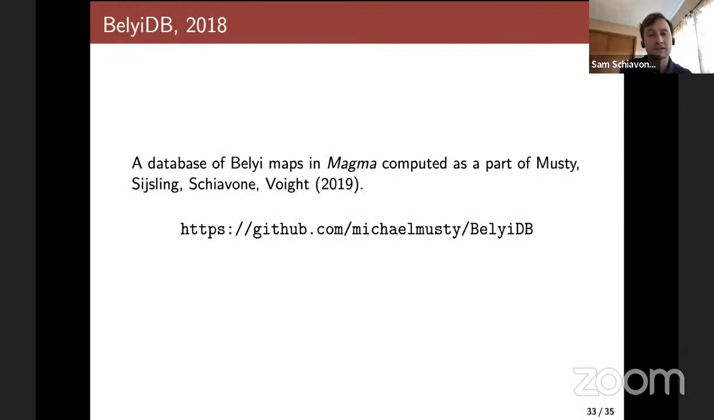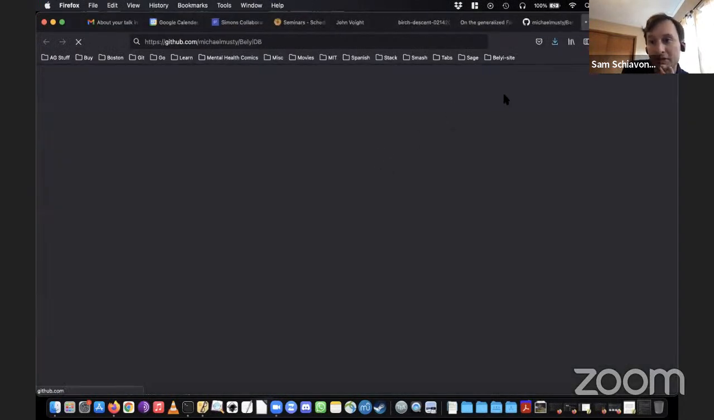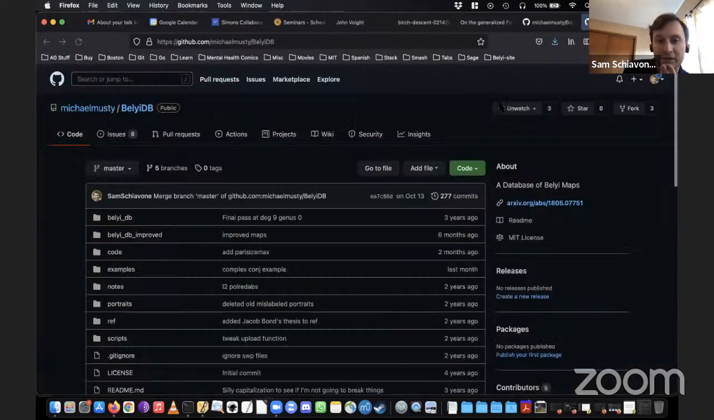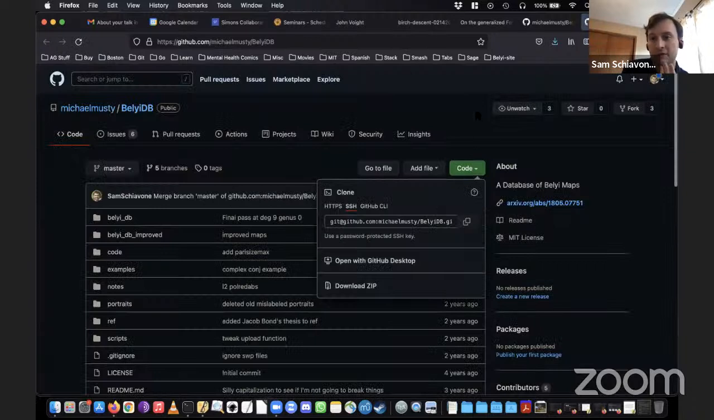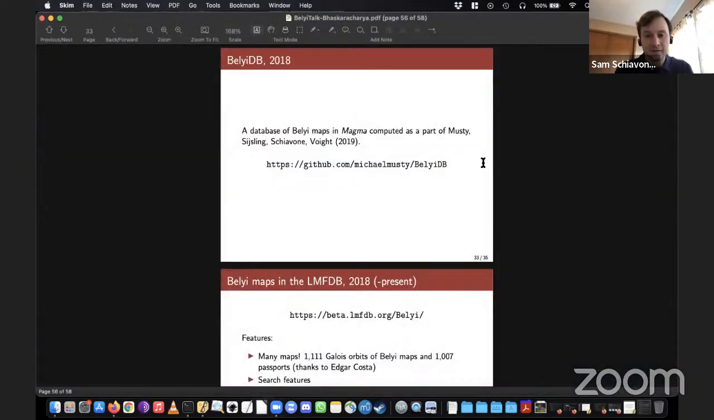Okay, so our database is, one place that you can get it is again on GitHub. So again, here's the GitHub page. If you want to clone it, you can just click right here and clone it. It's kind of big, I think it's a little under 2 gigabytes. So it's a lot of data. If you don't want to download it, that's fine. We have it on the web, so you can view it there instead.